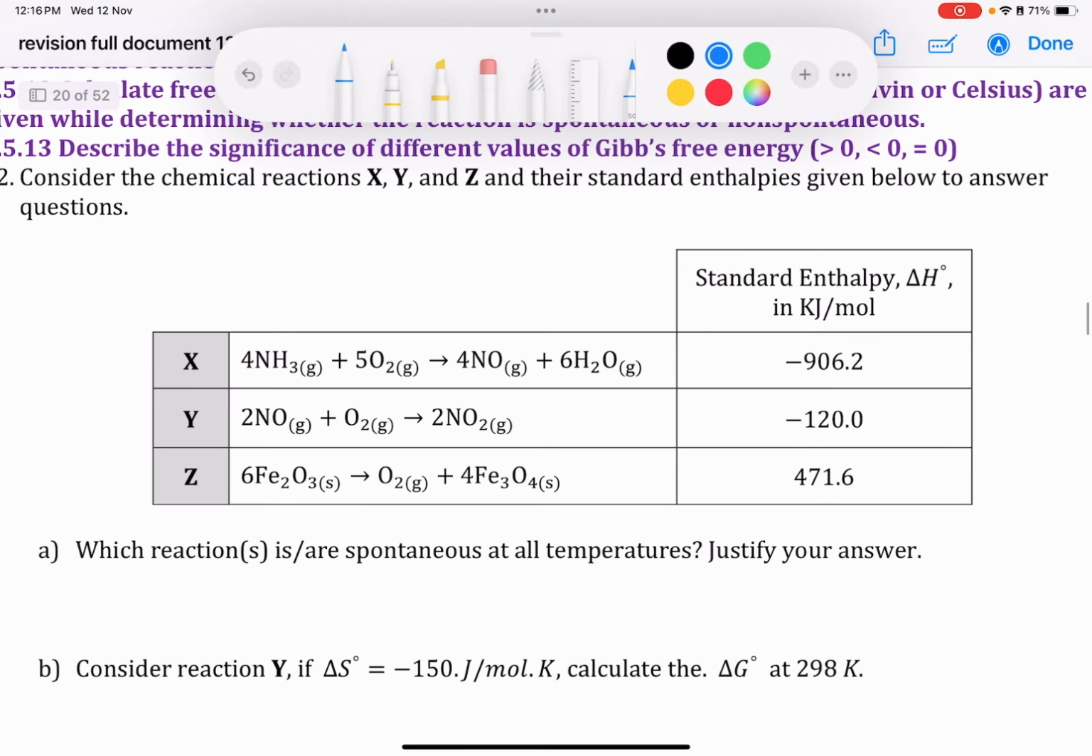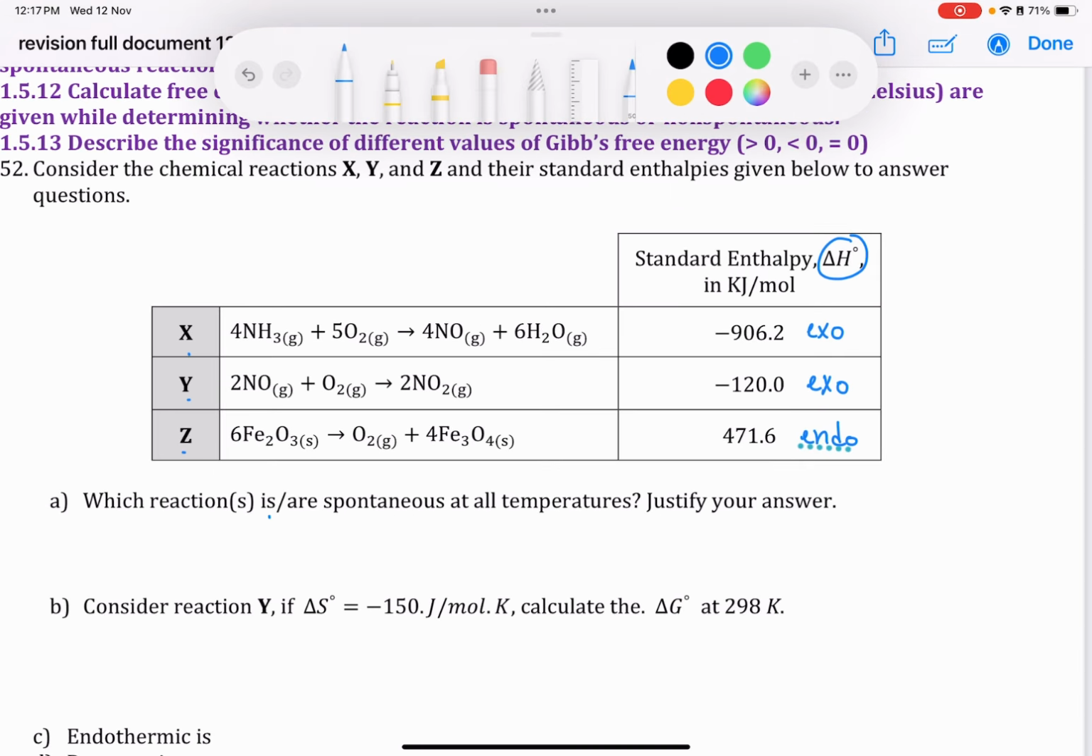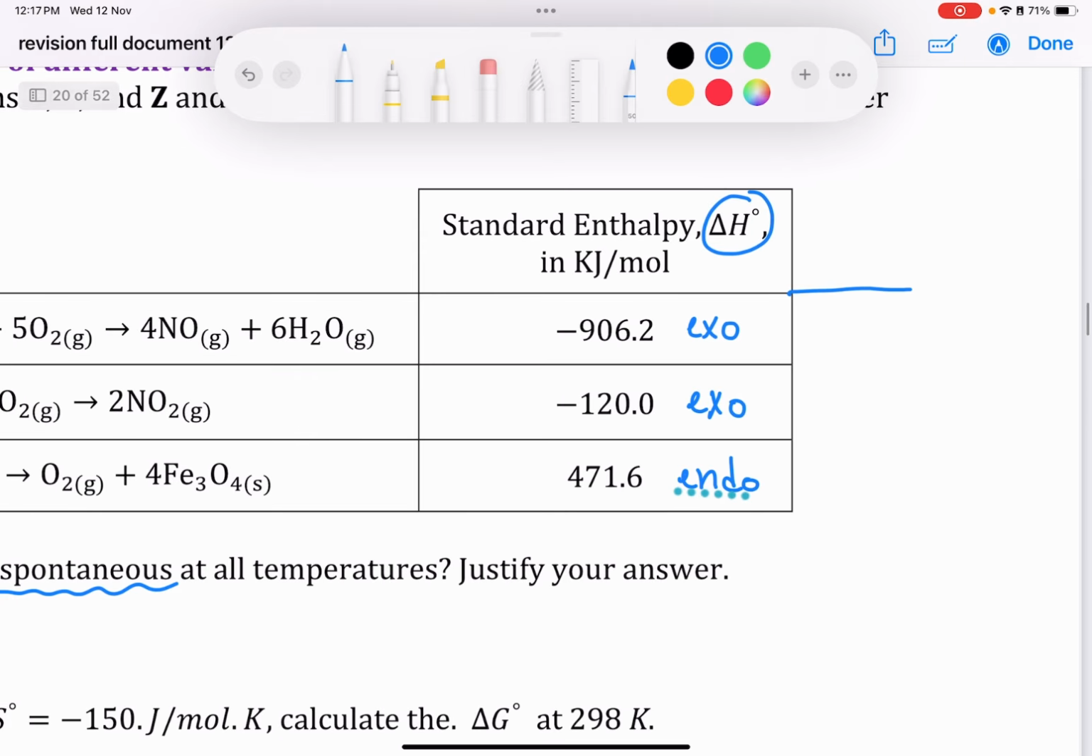Here I have a table of 3 reactions, X, Y, and Z. And the question gave me the enthalpy of each reaction. As you can see over here, this is an exothermic one, and this is an exothermic one, and this is endothermic. Now, before we continue and specify which one is spontaneous and which one is not, let's put a table and think about the delta S, the entropy.